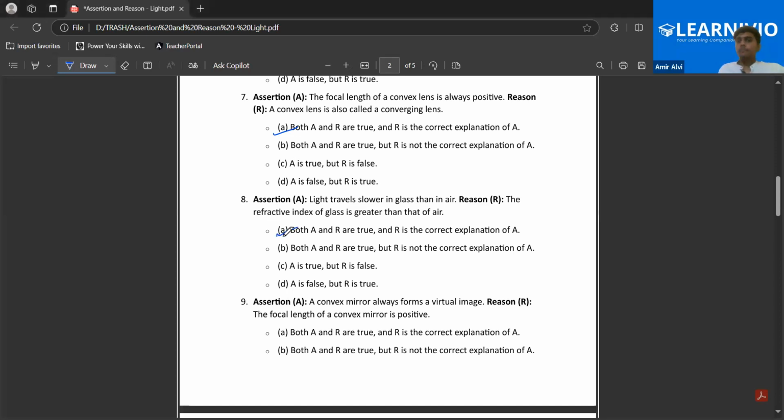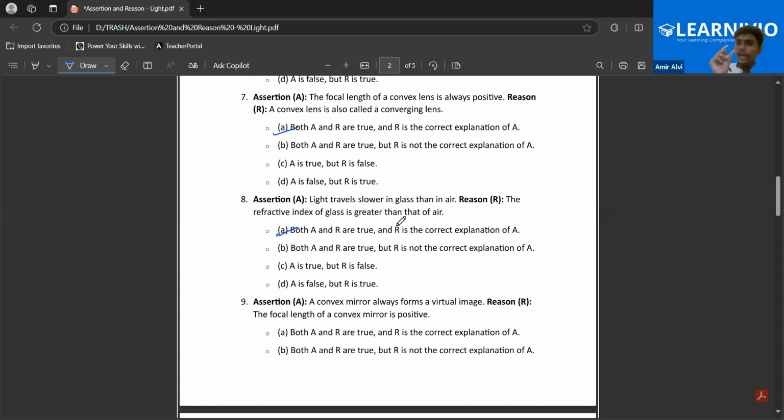Option A will be correct. The main reason for the refraction of light is that the speed of light changes in every medium. When light goes from one medium to another, it changes. The refractive index of glass is greater than that of air. That's why the light will travel slower than in air. Clear, everyone? Option A is correct.